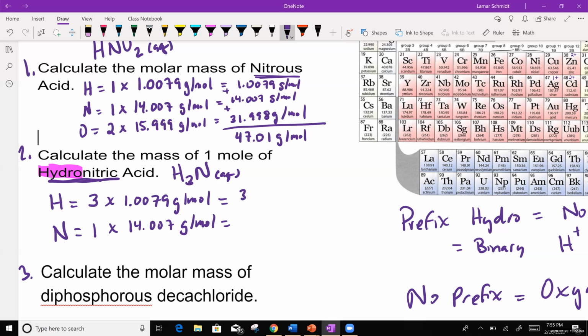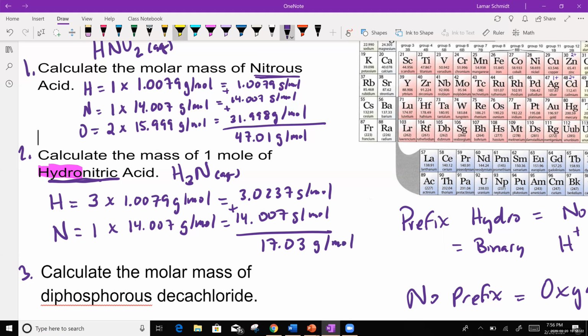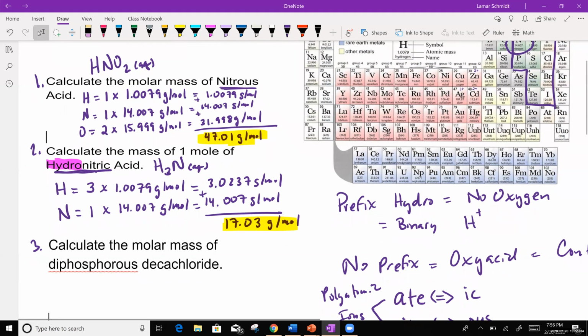And so you should get something like 3.0237 grams per mole. And you should get 14.007 here. And when you add that up, you should get 17.03. And again, I'm only going to do 2 decimal places. Grams per mole. All right. And so that covers the answer for that. So you should be trying these. See if you can't get them on your own. Check your work.